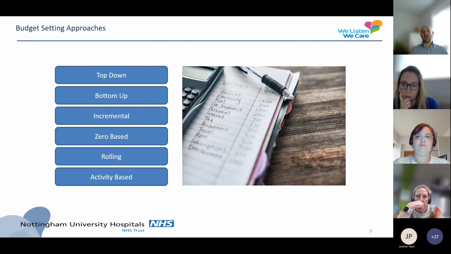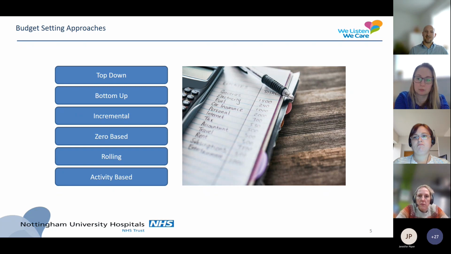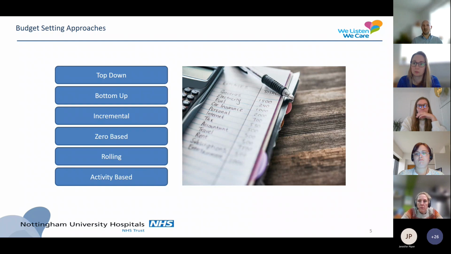Can anyone think of any benefits to that sort of approach, whereby senior leadership within a healthcare organisation would set the budgets and devolve them out to the budget holders? It can maintain complete control. Yeah, so the senior leaders can ensure that the total quantum of the budgets that are devolved come back to the total quantum that they need to be able to deliver on the hospital's financial break-even position.